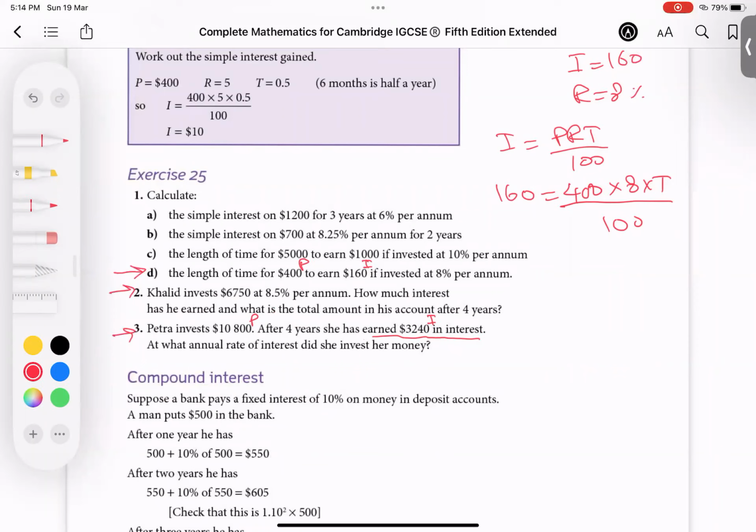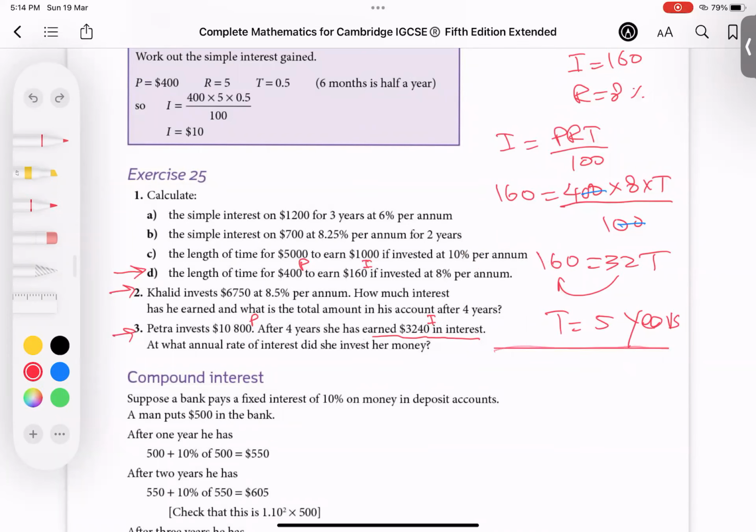Before I cancel, the 00 of 100 and the 00 of 4 cancel each other. 160, 8 4s are 32, and 32 will go down under this. So 160 divided by 32, and I got 5 years. Why 5 years? Because he said per annum. Annum is called year-wise.